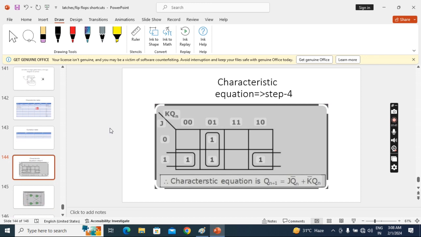If you want to understand this properly, you have to see from the starting, the non-gated latches, then gated latches, SR, D flip flop, then you have to come to JK, then you can understand well.